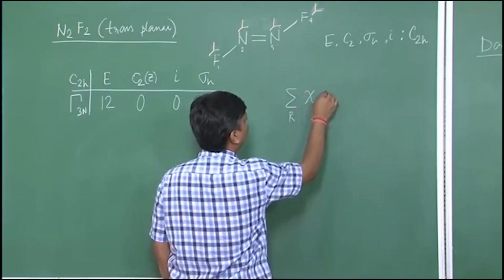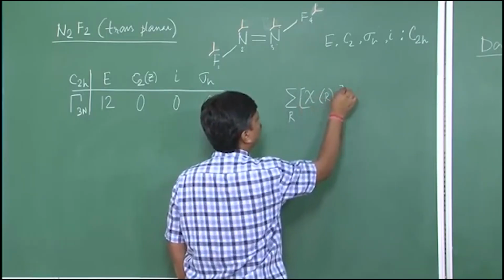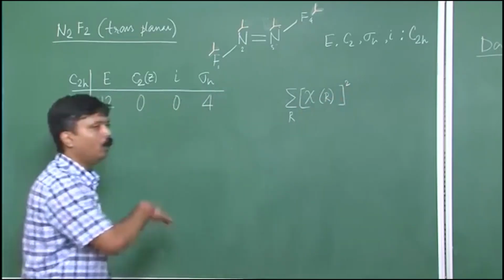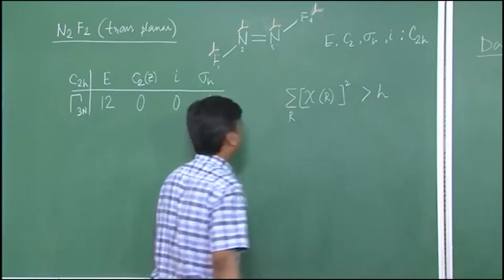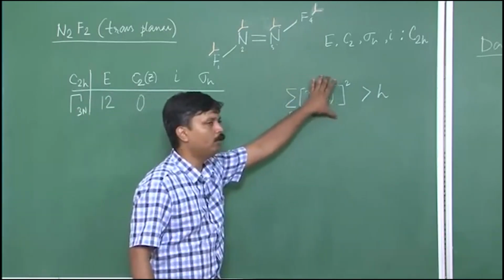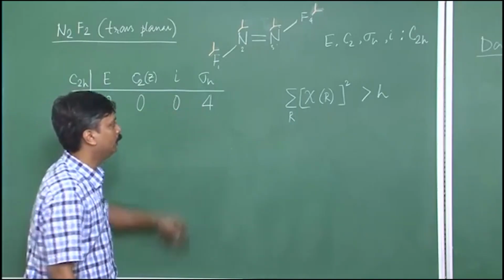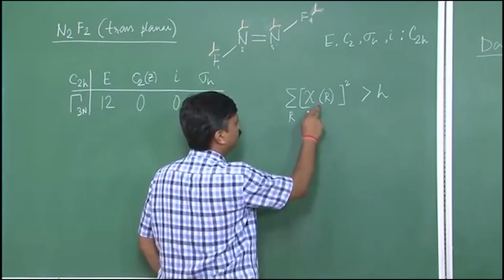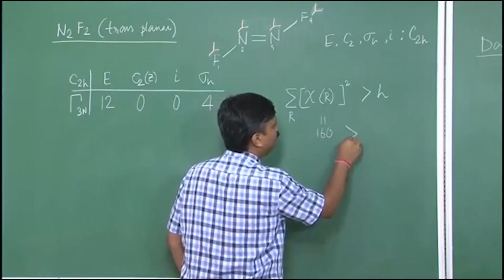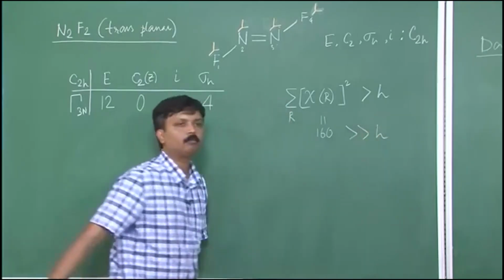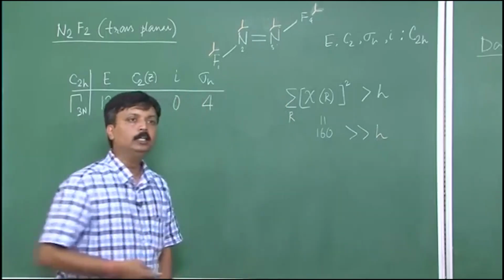If the sum over the squares of these characters, sum over all the symmetry operations, is greater than the order of the group, then it is reducible. Now what is this amount for our representation? It is 12 square plus 4 square, total is 160. This is way greater than the order of the group, which is equal to 4. Therefore this is a reducible representation.